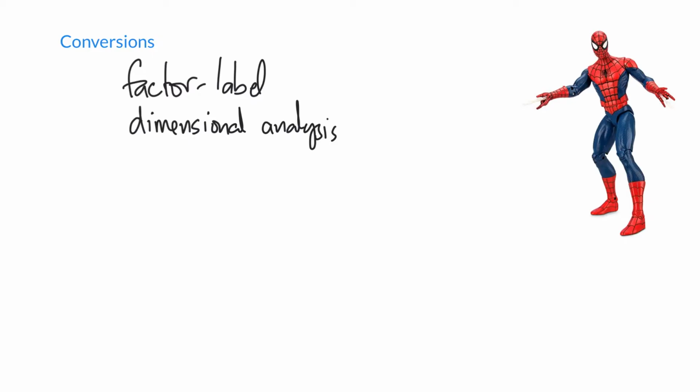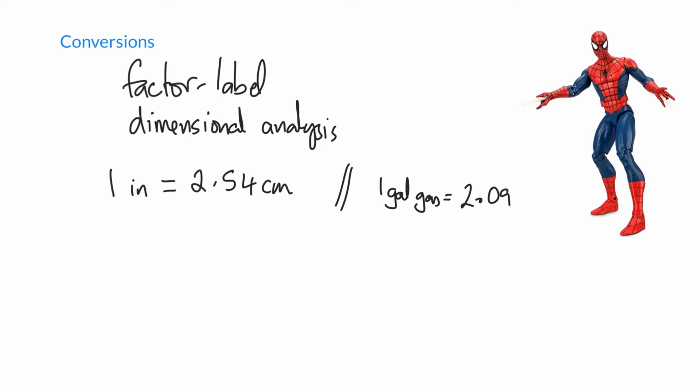As soon as you know two things that are equal, for instance, I know that 1 inch is exactly 2.54 centimeters. And actually, that's defined in law, so that's exact. So if you're keeping track of sig figs, that has an infinite number, and that has an infinite number, even though it looks like it should be 1 and 3. Or maybe I have something like 1 gallon of gas is exactly equal to $2.09 and 9 mils, let's say. That's something that could change depending on the gas station.